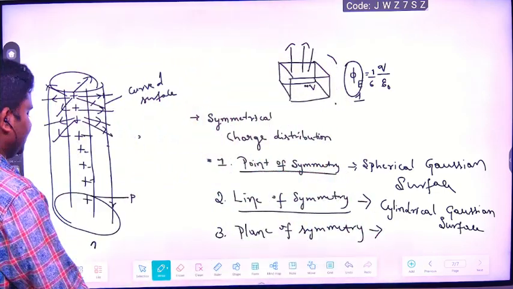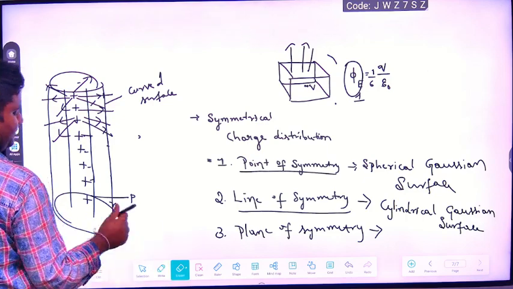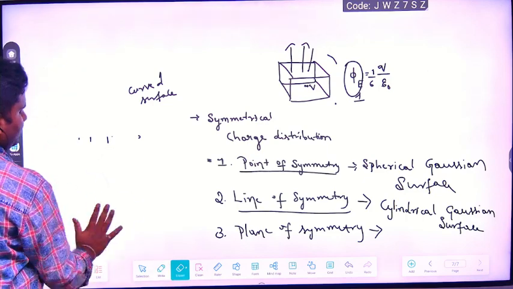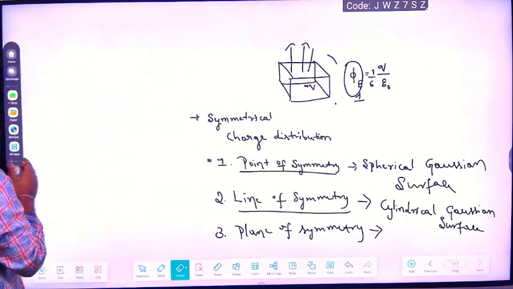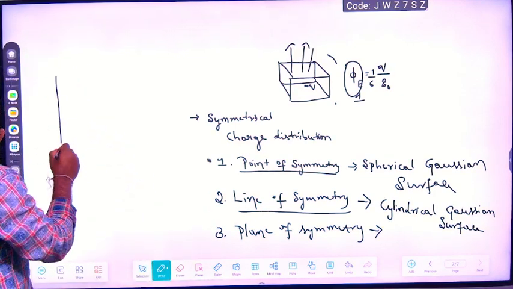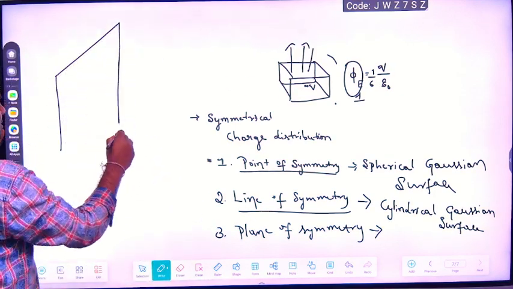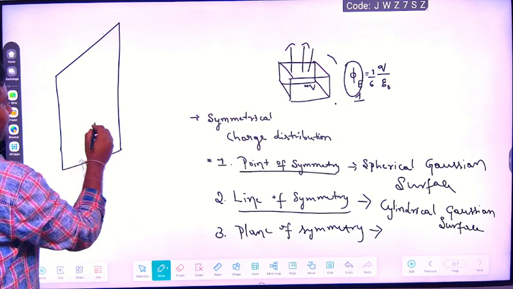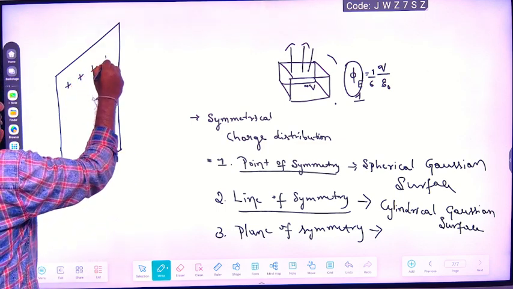Now the plane of symmetry, this is the third symmetry of charges. So this is the third one. You just see how I will write. Plane of symmetry. You take an infinite plane of charges, an infinite sheet of charges. This is a sheet. The charges are there, positive, positive, positive.